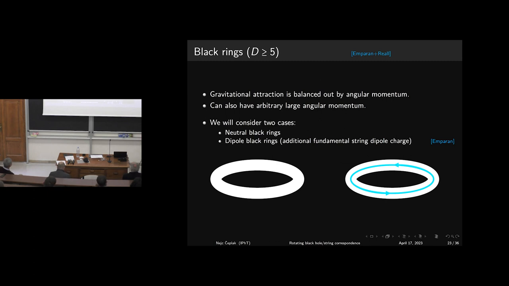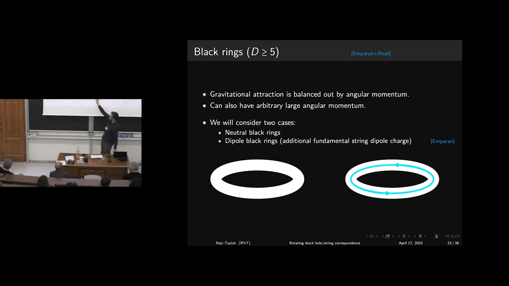And especially if you go to five and higher dimensions, you can also have black rings. Black rings basically take the fact that your angular momentum, your centrifugal force, can counteract your gravitational interaction. So in five and higher dimensions, the gravitational interaction falls off with equal or lower power than the angular momentum. The gravitational interaction is weaker, in a sense, than angular momentum. So you can stabilize your gravitational attraction by angular momentum. And this gives you black rings.